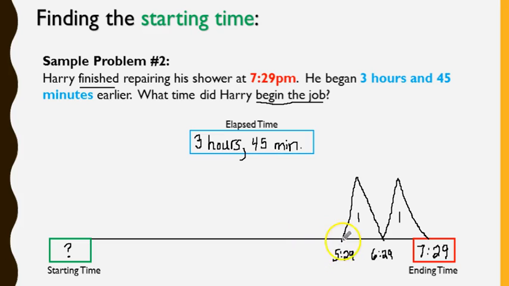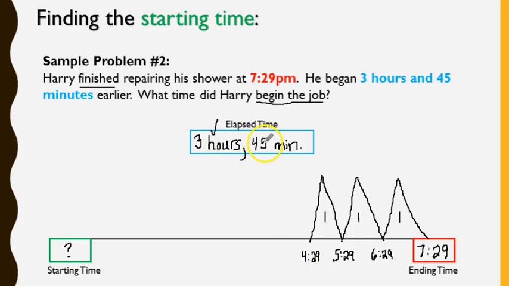And I need one more mountain because there's 3 hours. I kind of make these skinny because I usually run out of space on my timeline when I make them too big. So now subtracting one more hour gets me to 4:29. Okay, so we've done the 3 hours.